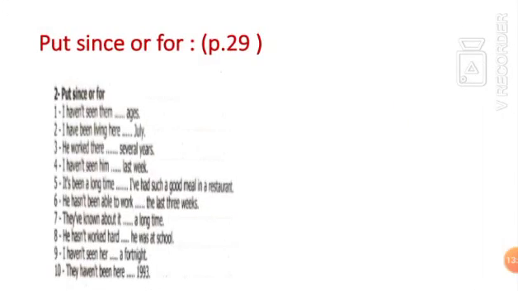The next question: put since or for. Since is followed by a definite time, okay, but for is followed by a period of time. Again, since is followed by a definite time or the beginning of the action, but for is followed by a period of time. We don't know exactly when the action started. For example, number 1: I haven't seen them for ages.